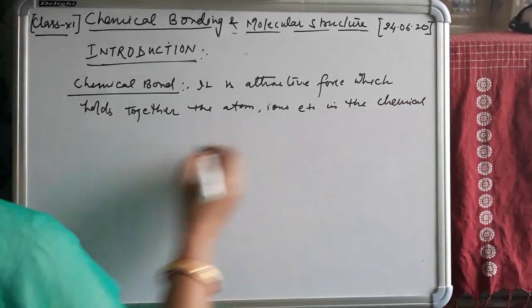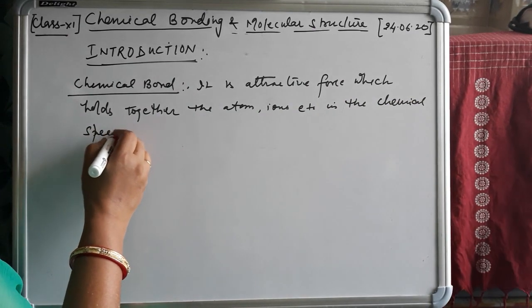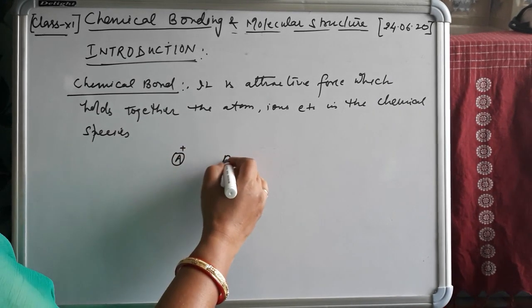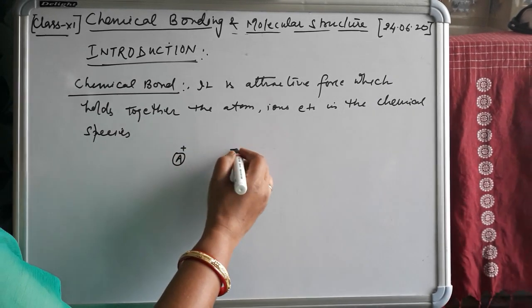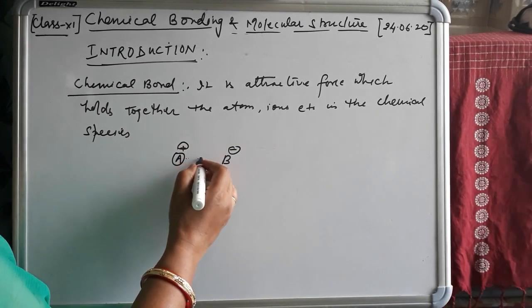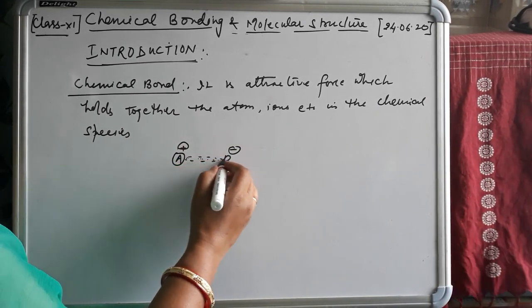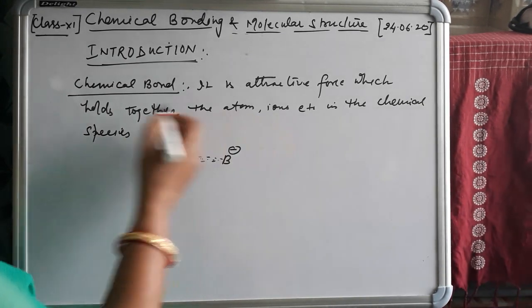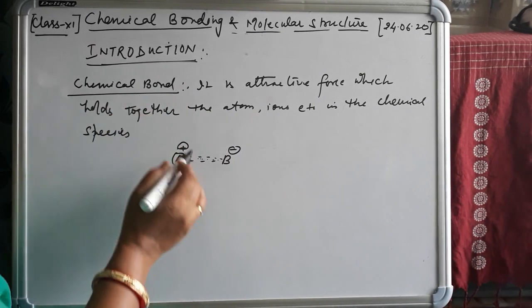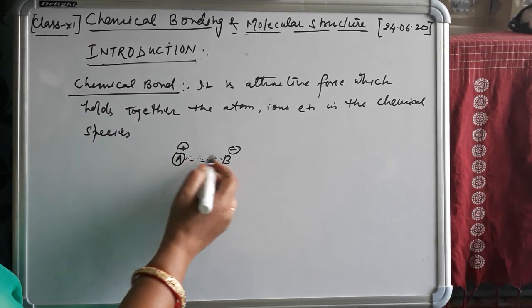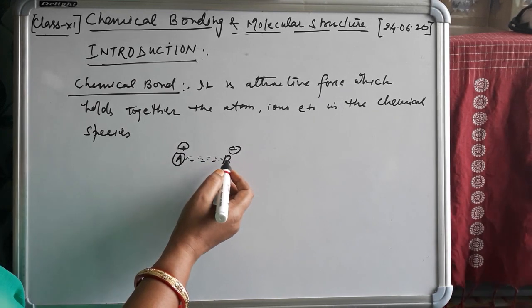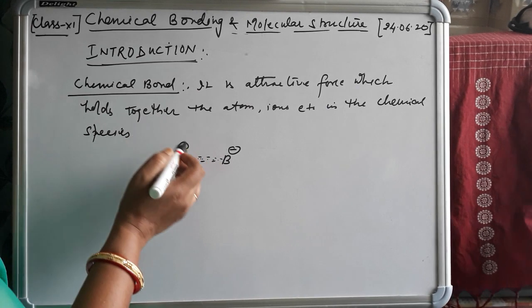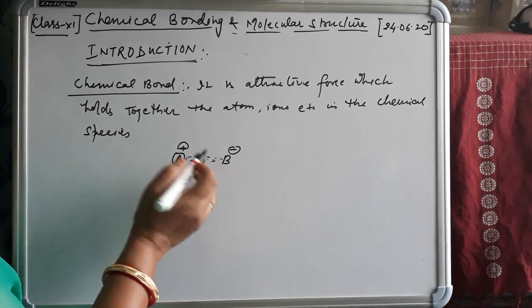Simply, suppose we have a cation and an anion, and there is an attractive force which exists between the two species. This is known as a chemical bond. Simply we can say that an attractive force exists between two species, either atoms, ions or any other, and this is known as the chemical bond.